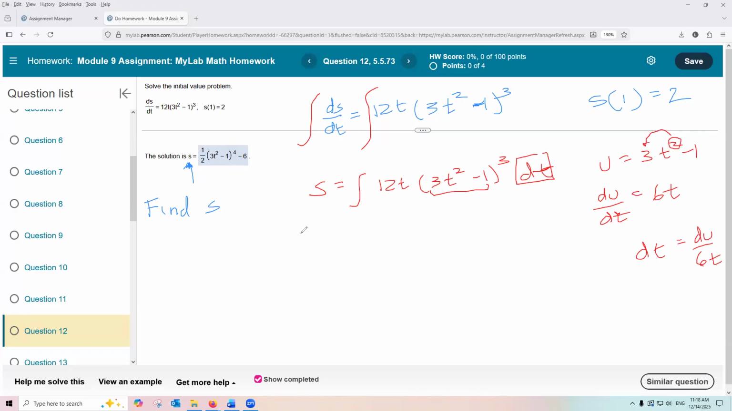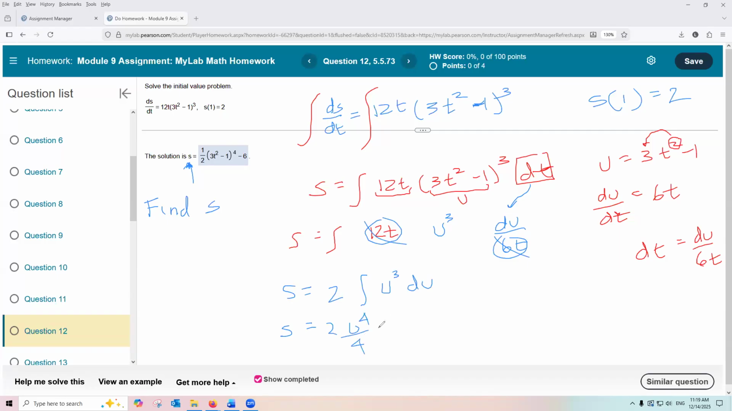All right, let's write the integral now here using u substitution. Let me copy this 12t down for right now. This parenthesis was u, so this is going to be a u to the 3. dt is du over 6t. Well, 12t over 6t is a 2. So this is 2 integral u to the 3 du. Well, that's just going to be 2u to the 4 over 4 plus constant.